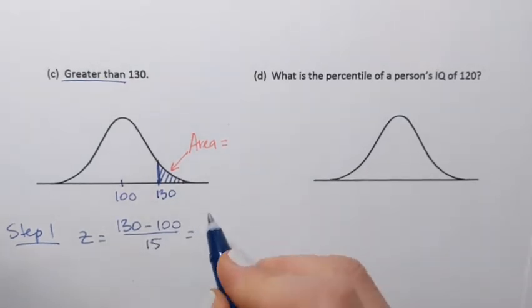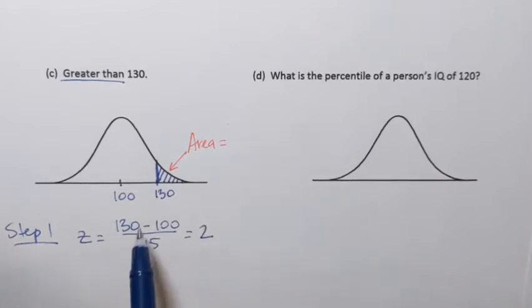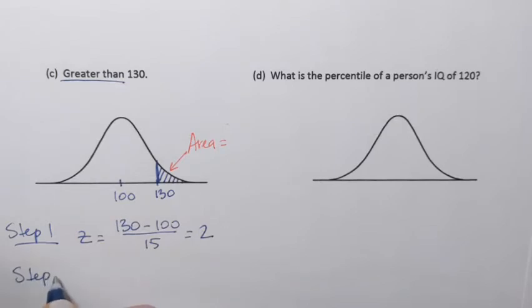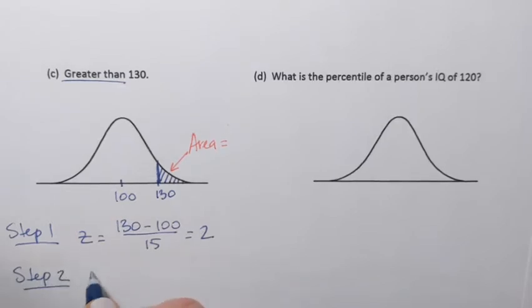This time I got exactly 2. Oh, that's right, that's 30 divided by 15. Yeah, I didn't even need to use a calculator. So that's 2. The z-score is 2. Now, step 2 is to check the table.